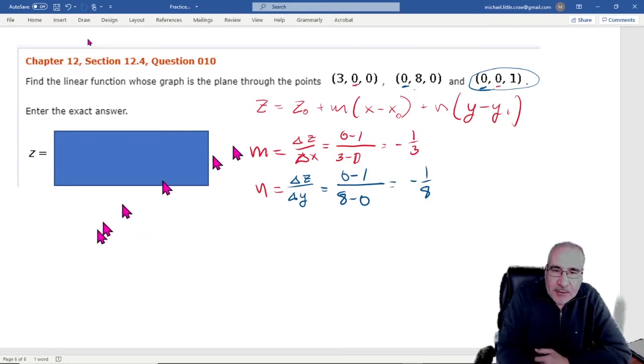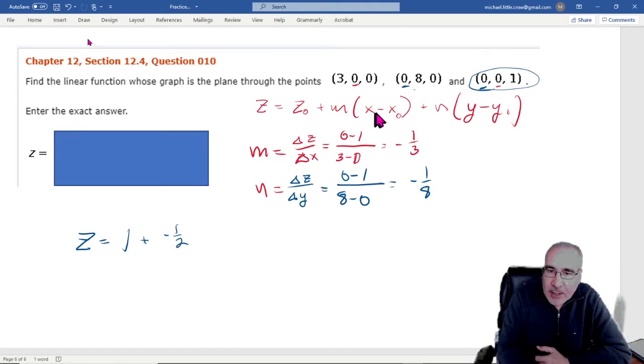So we're going to get z using point slope form. Z naught from here is 1, plus negative 1/3, that's the m, times x minus x naught. So x minus 0. Let's do it that way. I put 1/2. It's 1/3.